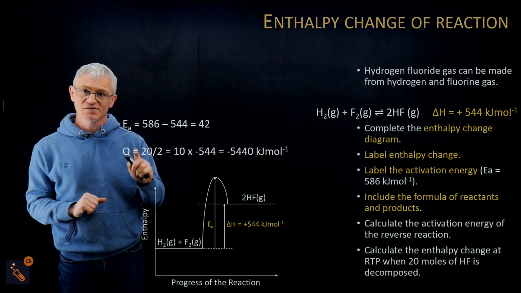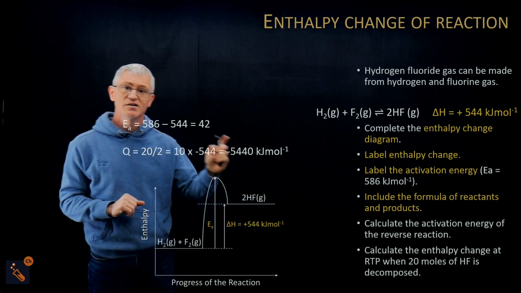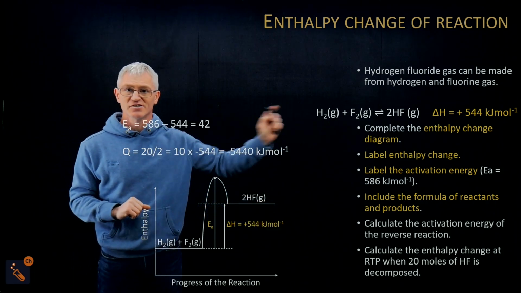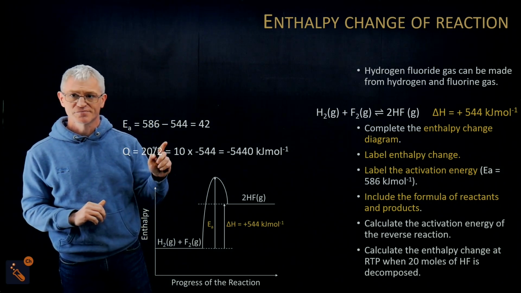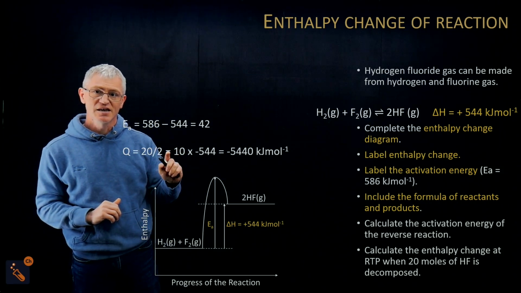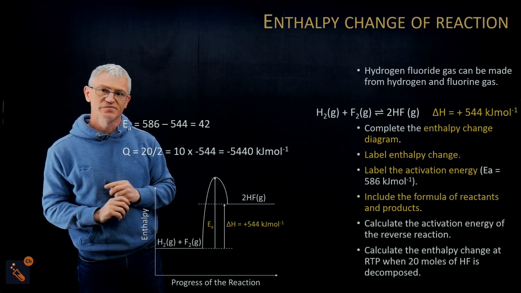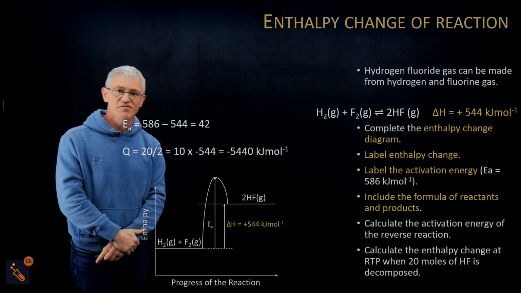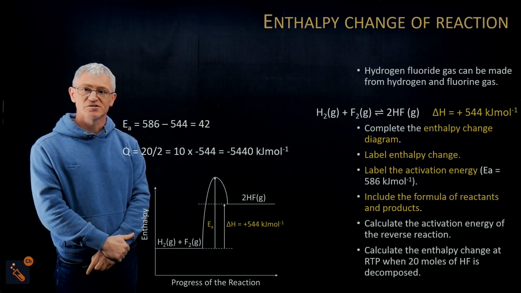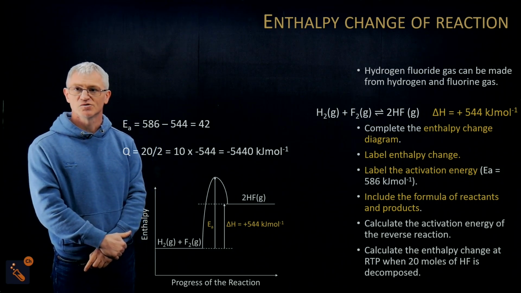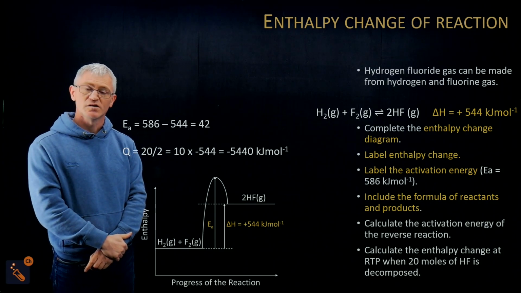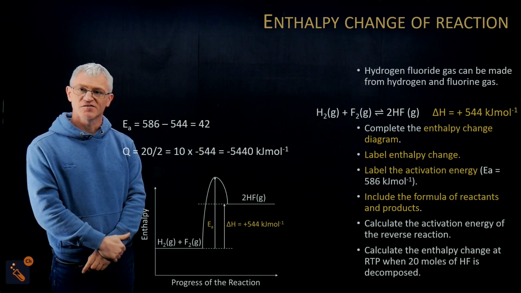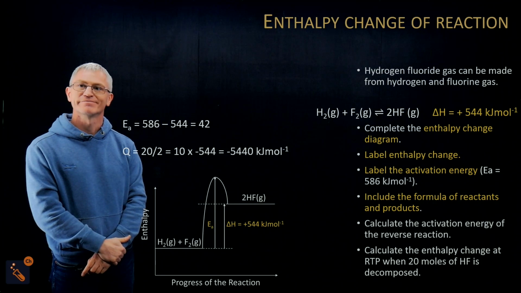So we did the 20 divided by 2 first of all, because for every reaction we're using up 2 moles. And then we do 10, which is 20 divided by 2, times the minus 544, which gives us a final enthalpy change of minus 5440 kilojoules for the reaction when there's 20 moles of HF being decomposed.